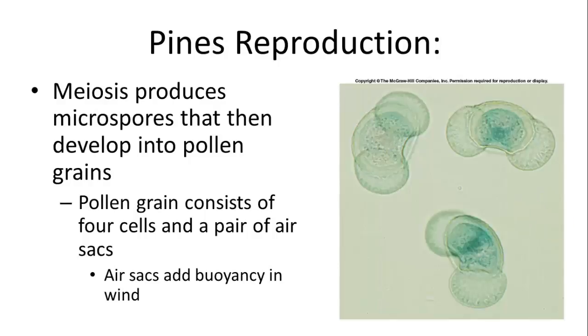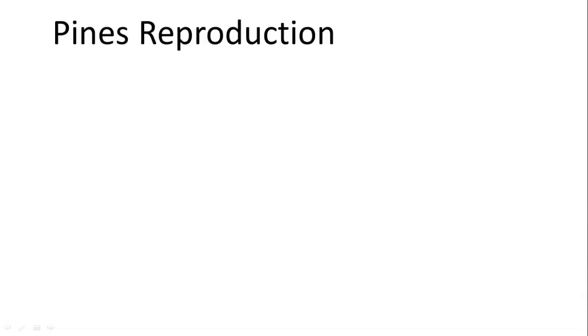Meiosis then occurs in the microspores that develop into pollen grains. Here are some pollen grains, which consist of 4 cells, and a pair of them act as increasing the ability of them to float through the air. So they have a pair of sacs just filled with air to allow them to float like a balloon, be picked up by the wind.